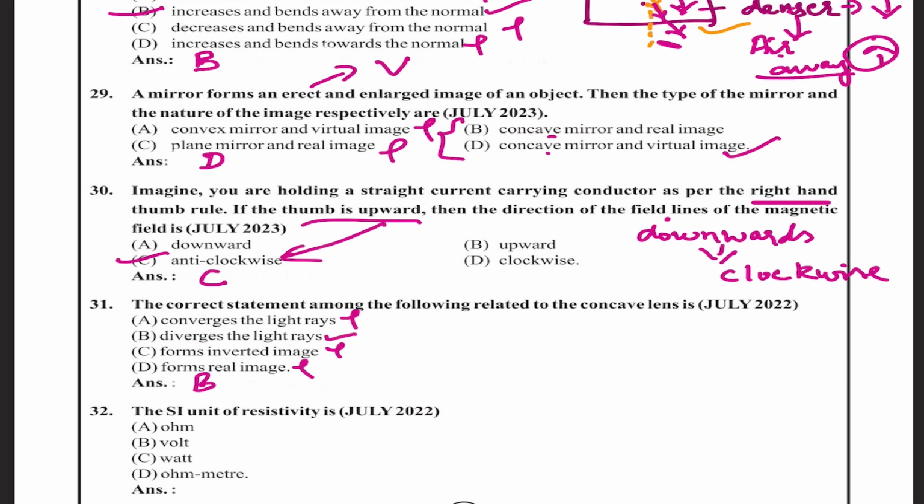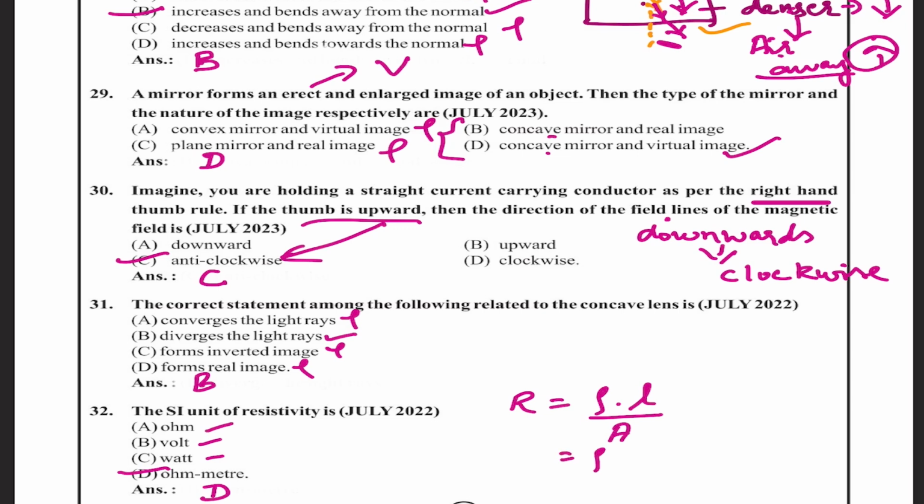Coming to the last question, the SI unit of resistivity is ohm meter. It is option D. Ohm is the SI unit of resistance, volt is for potential difference, watt is for power. Suppose you forget the unit of a particular parameter, we can find out with the help of the formulas. One such example is, we know the formula, resistance is equal to resistivity into length of the conductor by area of cross section, that is R is equal to rho into L by A.